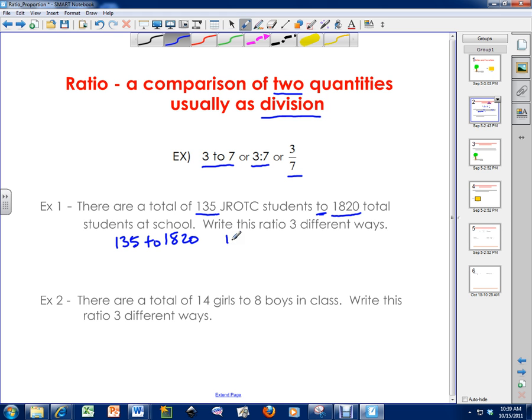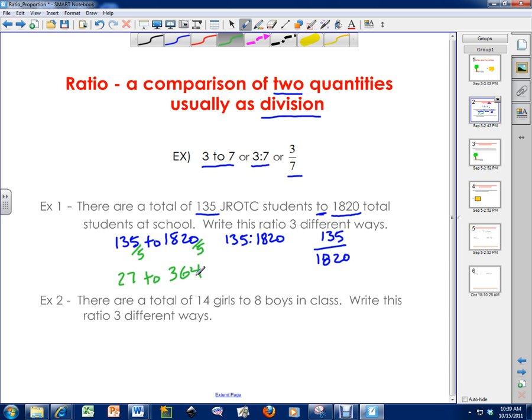Let's do it the other way. 135 colon 1,820. Or we can do this as a fraction here, as 135 divided by or over 1,820. Now when it comes to ratios, you generally want to reduce these ratios as much as possible. And I happen to do the math before this. These are both divisible by 5. So if I divide these by 5, I get 27 over 364.